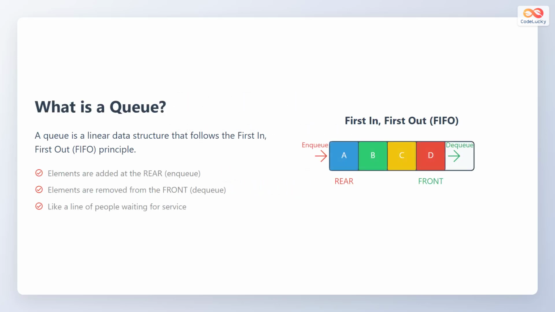A queue is a linear data structure that follows the first in, first out, or FIFO, principle. This means that the first element added to the queue will be the first one to be removed. Elements are added at the rear, which is called Enqueue, and elements are removed from the front, which is called Dequeue. You can think of a queue like a line of people waiting for service. The person who arrives first is the first to be served.